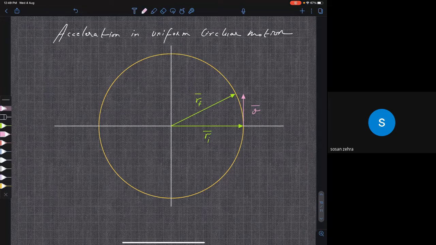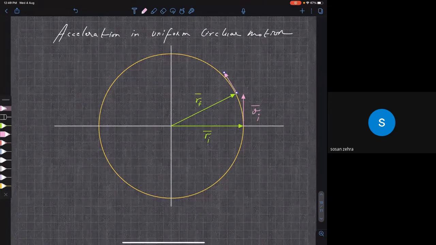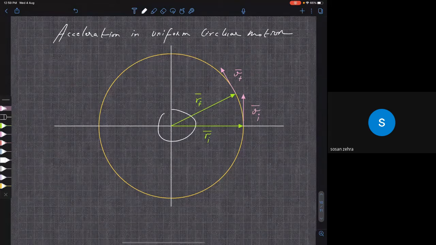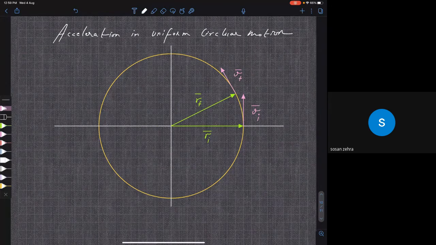वेलोसिटी हमेशा टेंजेंशियल होती है। टेंजेंशियल मतलब क्या? The tangent to a circle. In the direction of tangent. So these are the velocities: initial velocity and final velocity. Do you agree? समझ में आई बात?